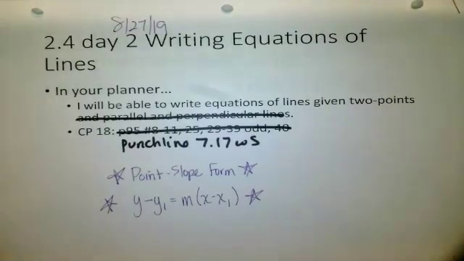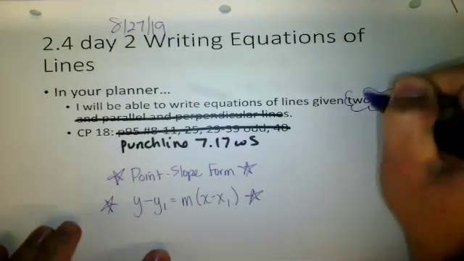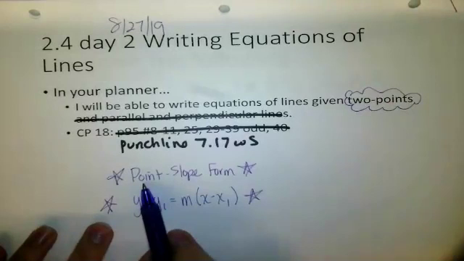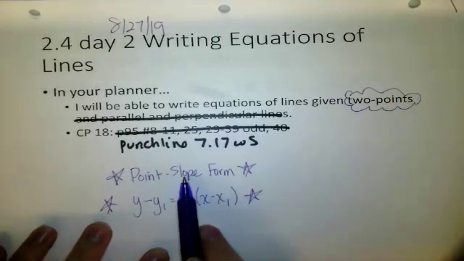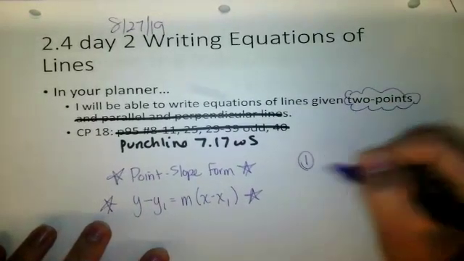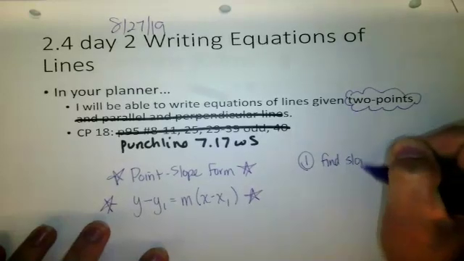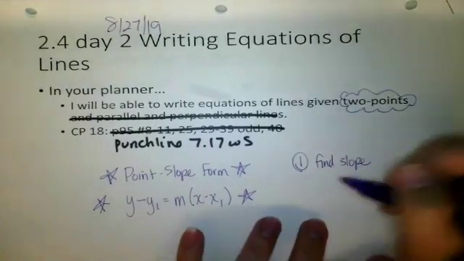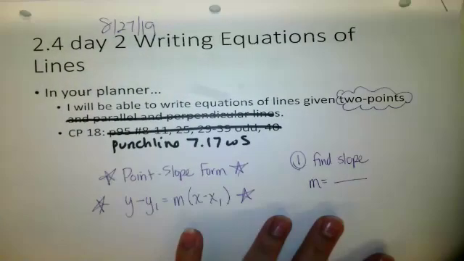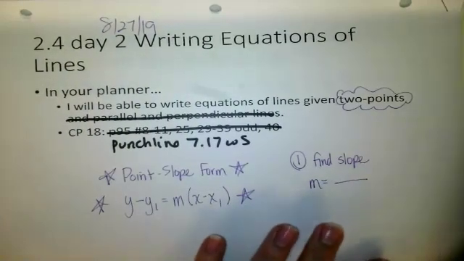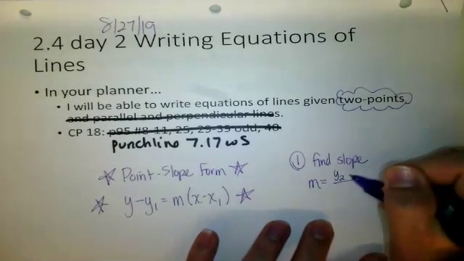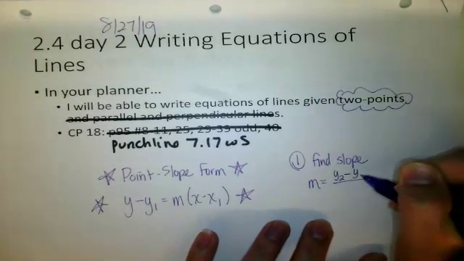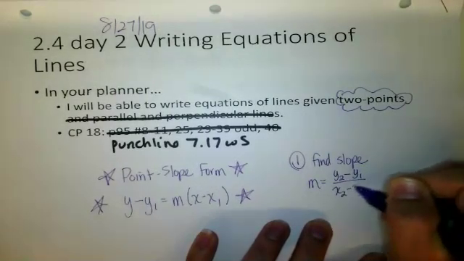Today, we are using the exact same formula as yesterday, but today we're given 2 points, which means we have a point, but we're missing the slope. So today, the first thing we need to do is find the slope between the 2 points. And nicely enough, we have a formula for that. We found the slope before. How do you calculate slope? Y2 minus y1 over x2 minus x1.